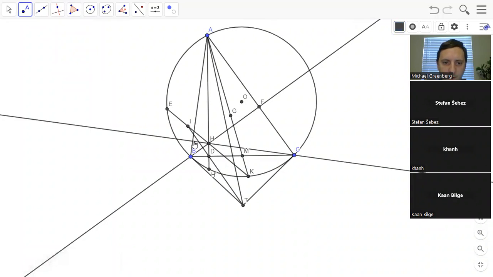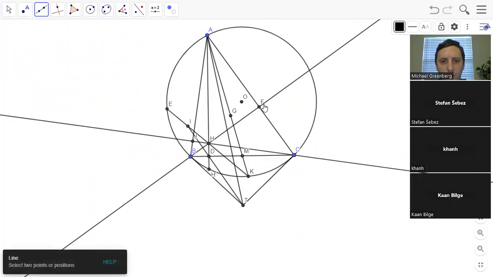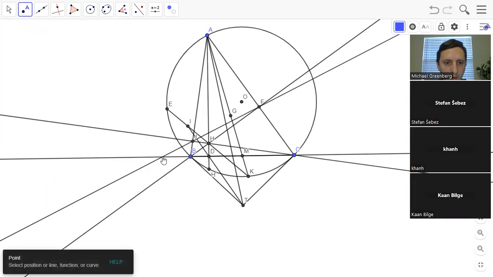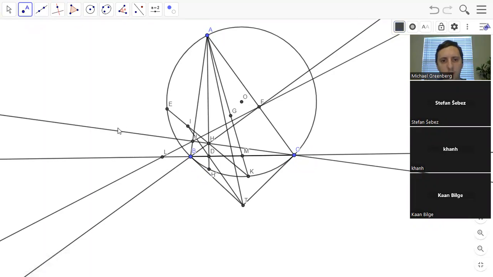Then you let FJ meet BC at a point. Let's call it L. Then we know that the cross ratio (L, D; B, C) is -1. So in other words, D lies on the polar of L with respect to O, and also T lies on the polar of L. So we know that TD is perpendicular to OL.